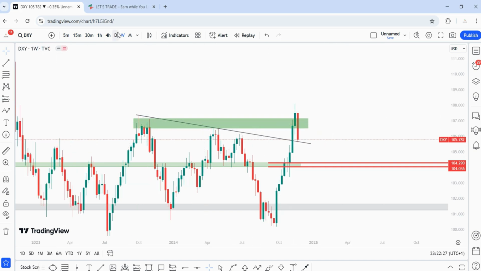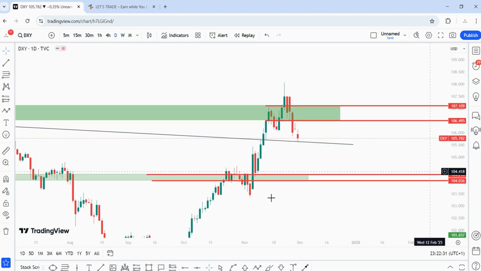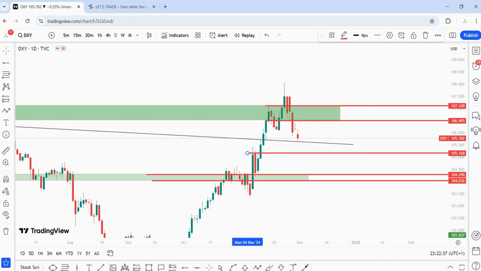All right, so I will still be expecting a further decline in price on the US dollar, but not for too long. I think the US dollar is actually targeting 105.168. All right, 105.168. So let's see how that plays out. So when price comes, I want to see how price reacts. But going into next week, I'm expecting that initial bearish move into 105.168.